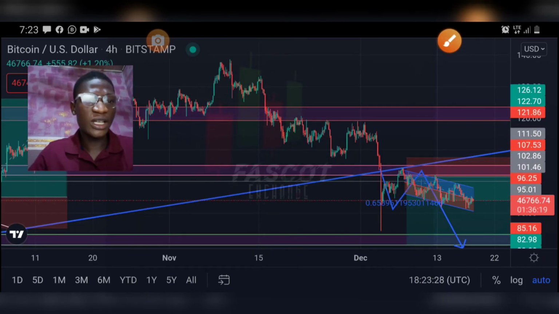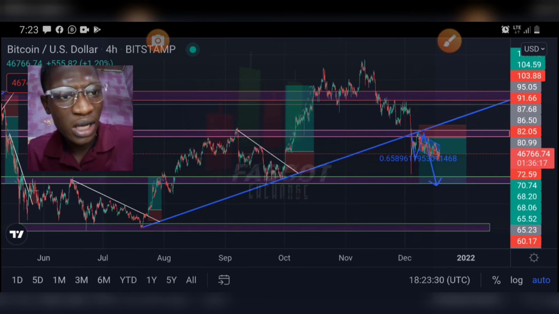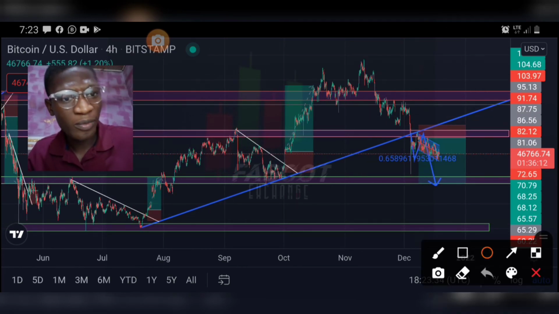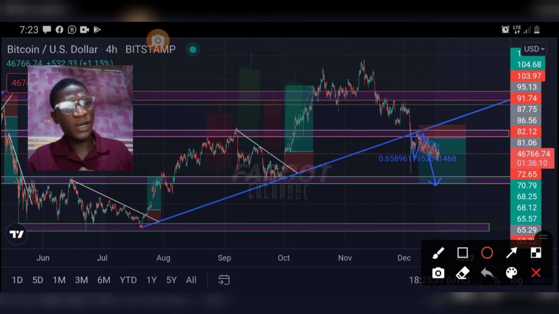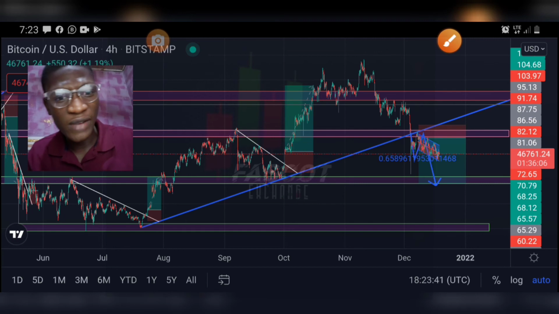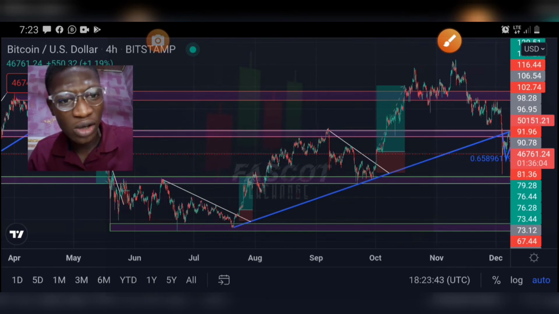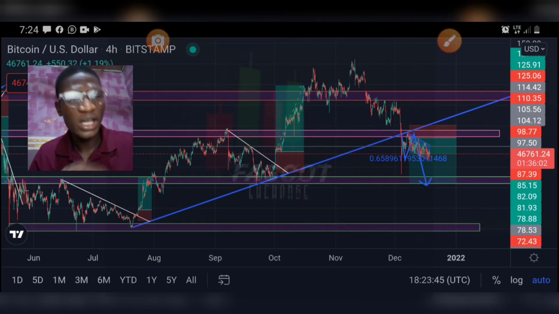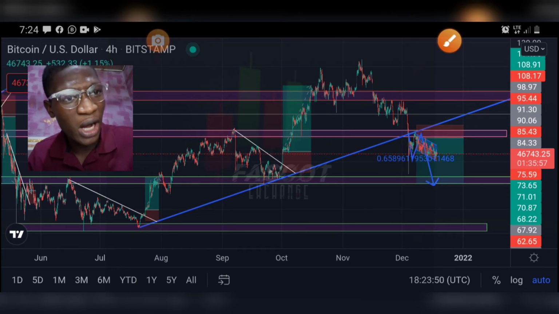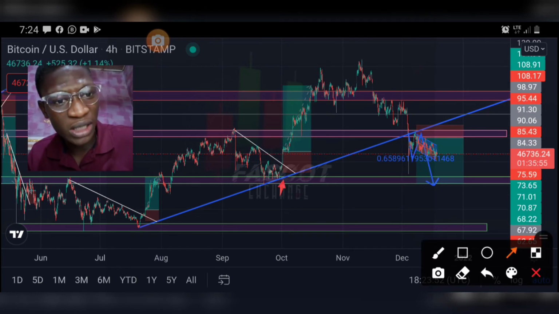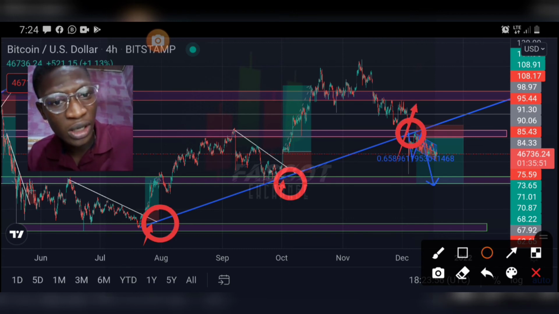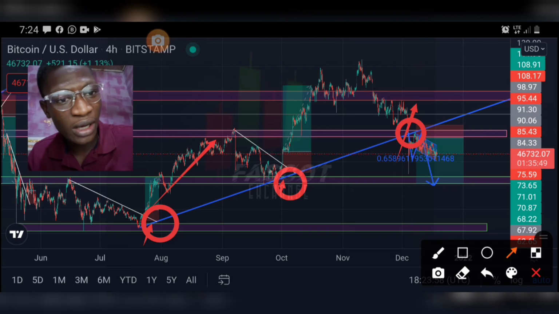Then I spotted this zone. Now, okay, let's watch this zone. This blue trend line has been acting as support ever since August. Ever since August, the blue trend line has been acting as support over the demand zone, pushing the price higher.